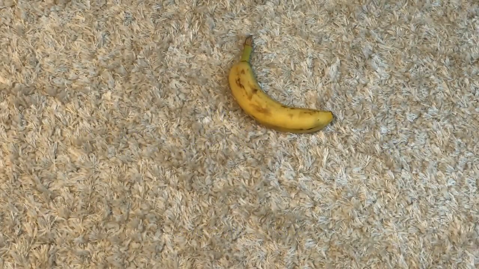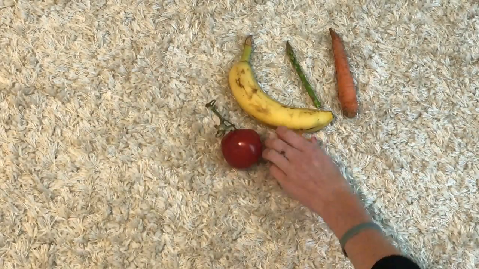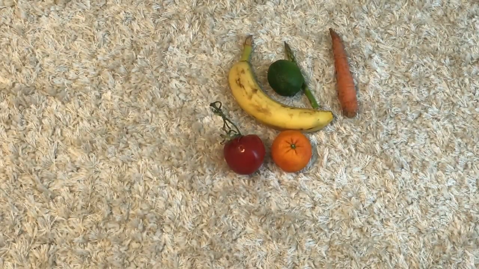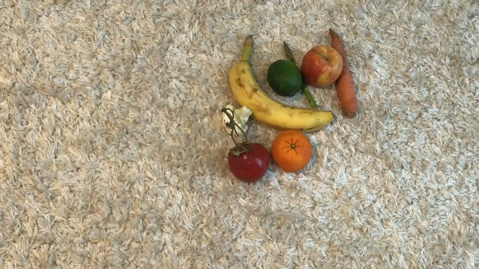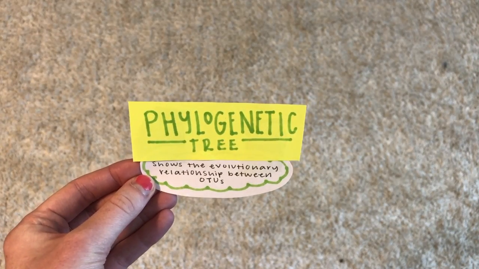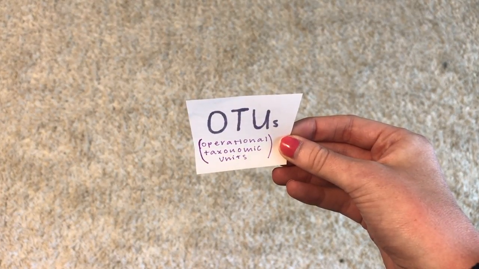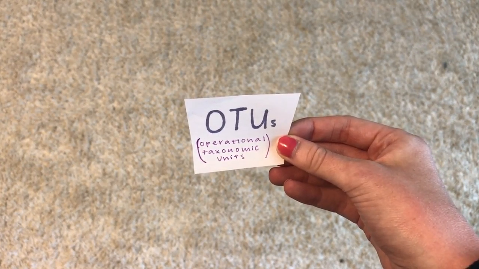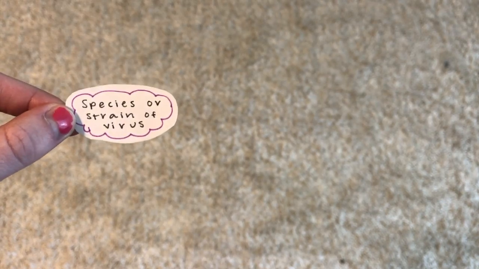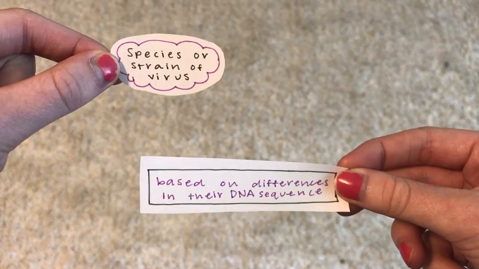I wanted to create a phylogenetic tree using things around the house to fully understand how relationships between species can be expressed. I decided to gather up some fruits and vegetables from the kitchen to create my phylogenetic tree. Phylogenetic trees are used to show the evolutionary relationship between OTUs, or operational taxonomic units, that differentiate by a new phenotype every step of the way. These OTUs can be a species or strain of virus that are based on differences in their DNA sequence.